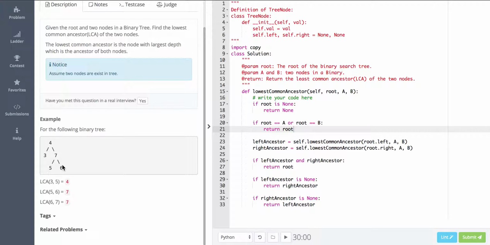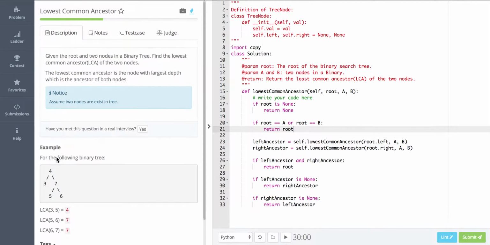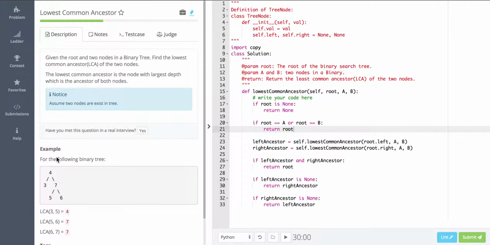I hope you're fine with this definition, because some people may not be used to this: 6 and 7, their lowest ancestor is 7. Some people don't think 7 is 7's ancestor, but in our definition, it is. Yeah, 7 is 7's ancestor. All right, so right now, you know the definition of this LCA. Let's see how we solve this problem.